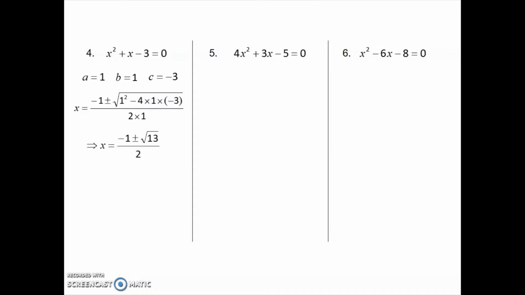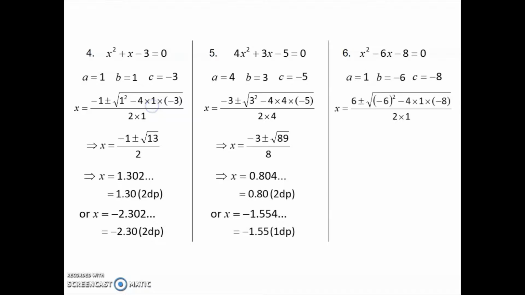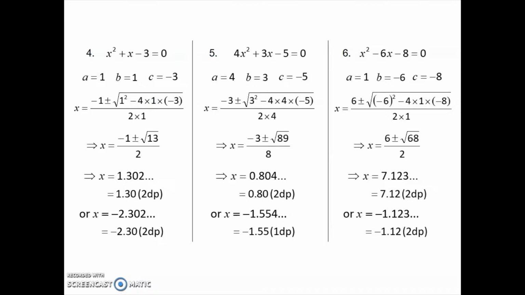So you can see the process for 4. I've identified A, B, and C. I've substituted and I've rounded my solutions. For question 5, same method, same process. And for question 6, same method, same process again. Very well done if you were able to answer all 3 questions correctly again.